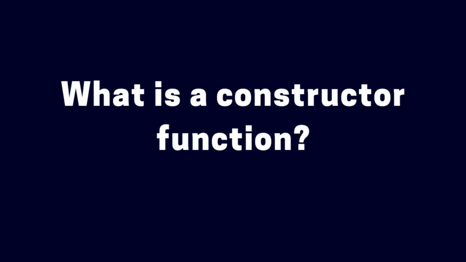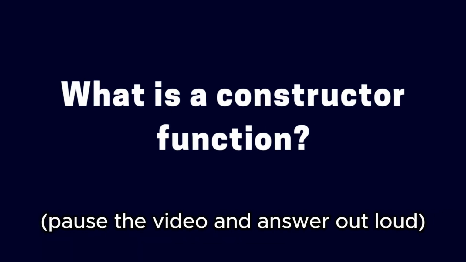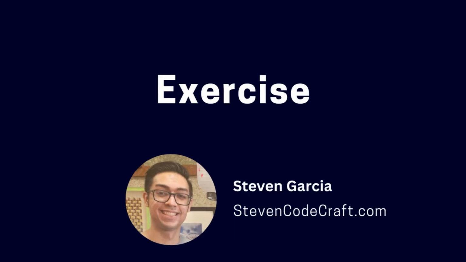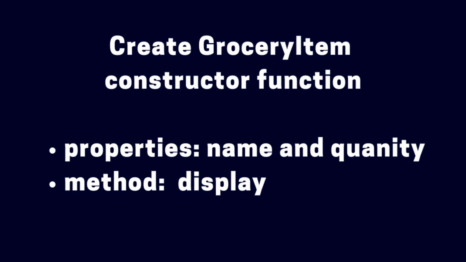What is a constructor function? A constructor function is used to instantiate a new object in JavaScript. So for the naming convention, you would name the function using Pascal case, and for assigning the properties and the methods, you would use the this keyword, which references this object or the current object. So now for the exercise, create a constructor function for the grocery item.